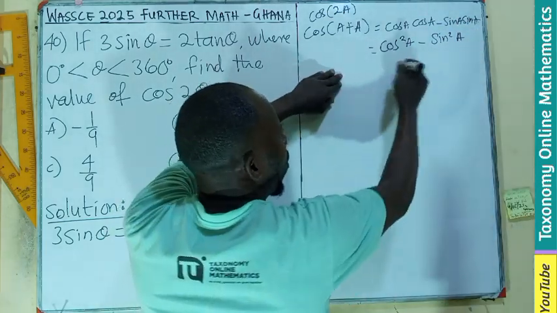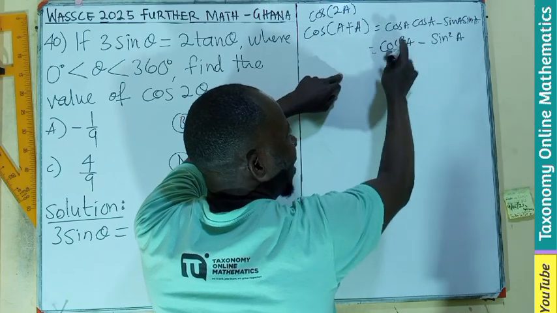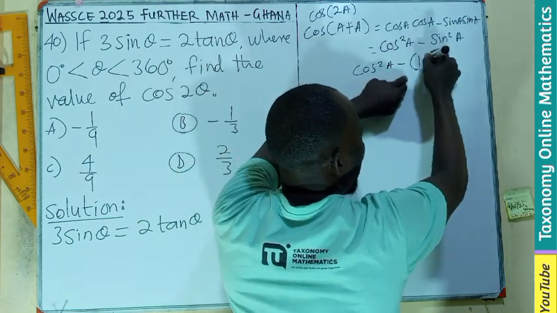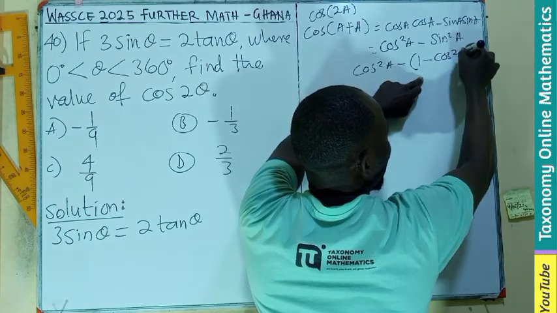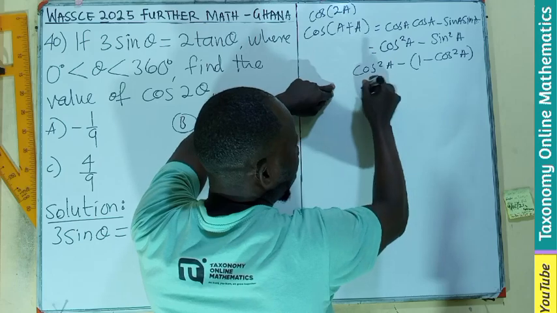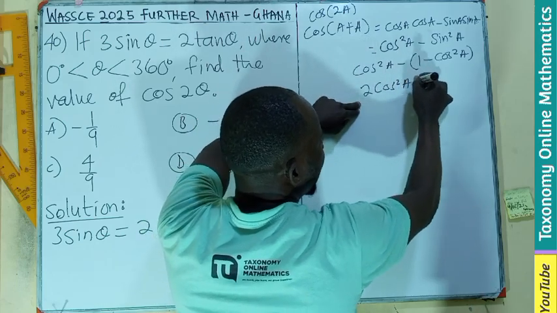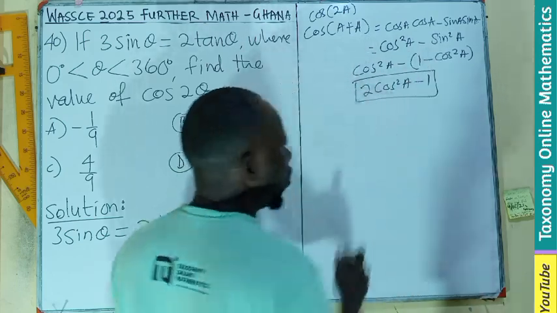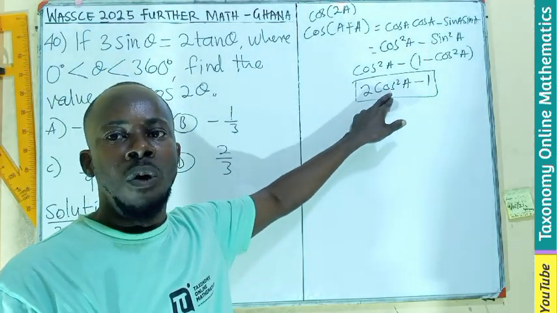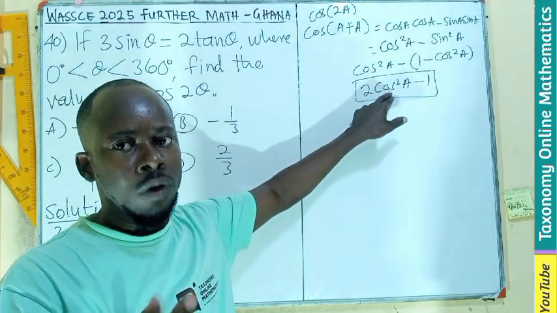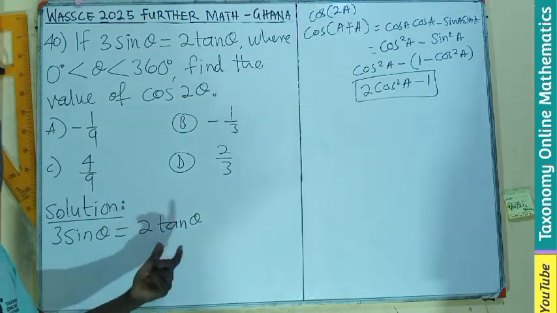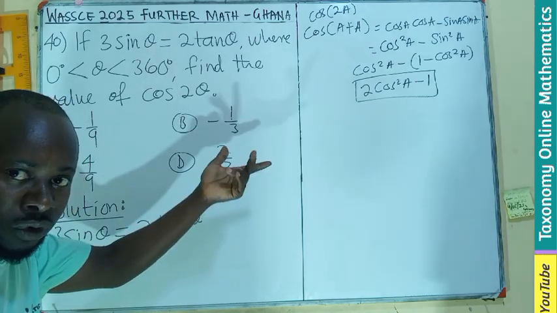But we also know that sine square A is 1 minus cos square A. So I have cos square A minus (1 minus cos square A). If you open this, we get 2 cos square A minus 1. So this is what I am looking for in terms of the double angle. I just need a value for cos theta in this case. So I'm going to work with this to eliminate anything that is not cos.